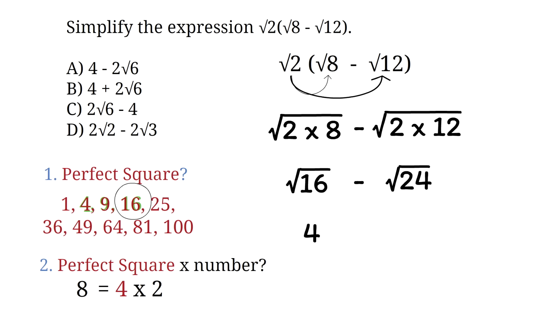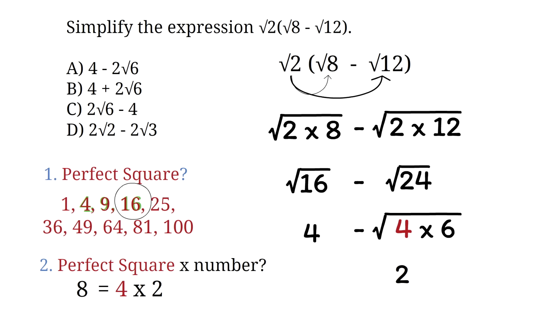For the root 24, we can see that it is not a perfect square. We find out if we can write it as a perfect square times another number. 24 can be written as the perfect square 4 times 6. We can find the square root of the 4. 2 times 2 is 4. So the square root of 4 is 2.